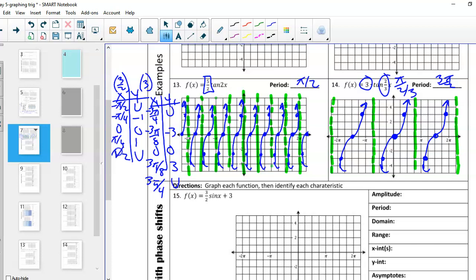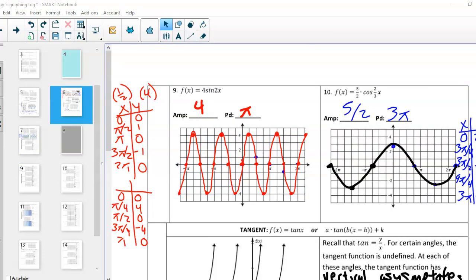So remember that you can use the table if you would like. You don't have to. But I want you to try 11 and 12. And then I'm hoping that we'll get done in the next 5 to 8 minutes. That way we can go over it before the bell rings. The answers to 9 and 10.